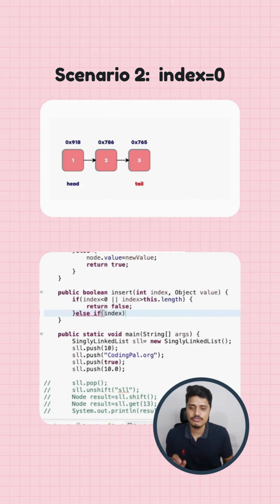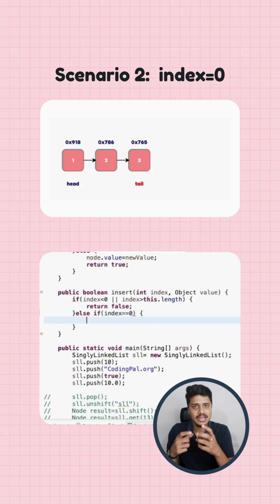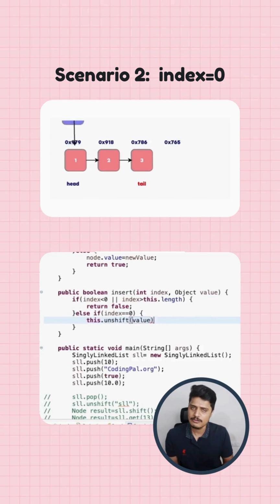And what if the user passes an index of 0? That is a second scenario. That means we already have a head node at index 0 and before that we want to add a value. That is nothing but unshift. So we will simply use that unshift function and insert that value.